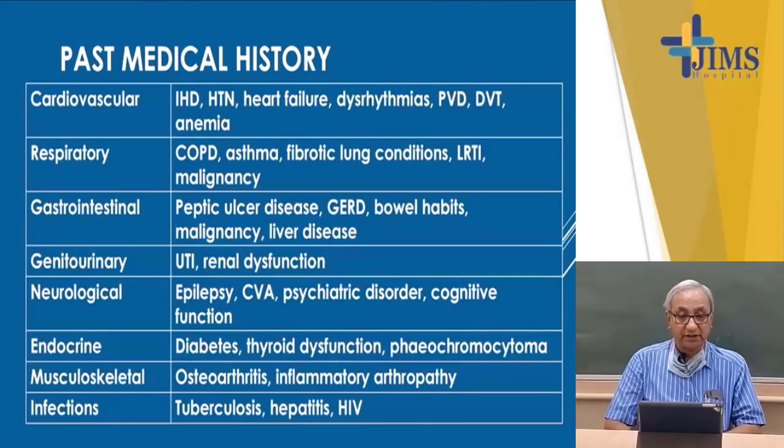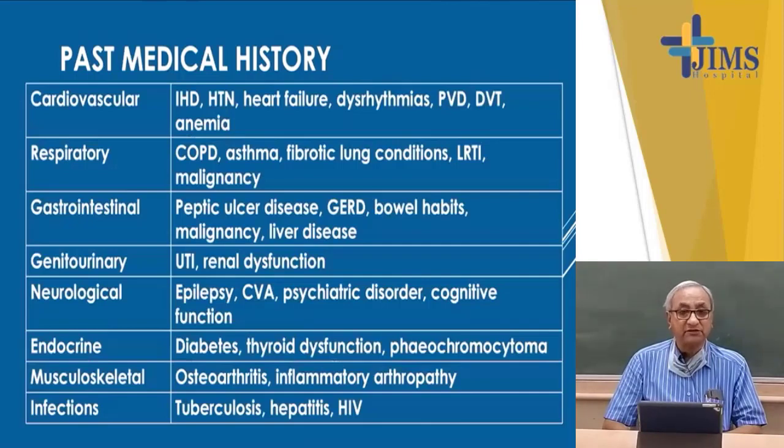Past medical history: cardiovascular, can have ischemic heart disease, hypertension, heart failure, dysrhythmias, peripheral vascular diseases, deep vein thrombosis and anemia. In the respiratory system, we can have chronic obstructive pulmonary disease, asthma, fibrotic lung conditions, lower respiratory tract infection and malignancy can be there.